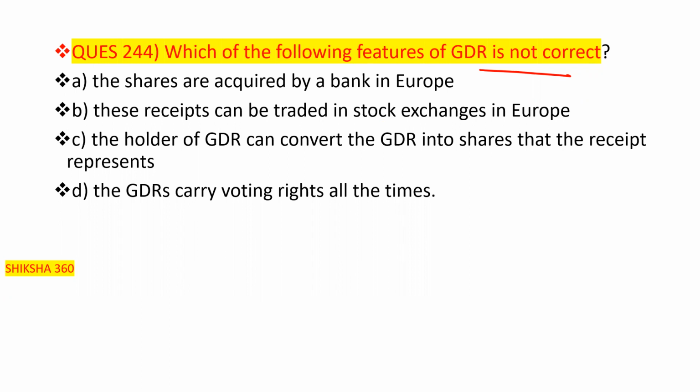Now let's discuss all these points one by one. The shares are acquired by a bank in Europe. This one is the correct one. Global depository receipts are mainly also called EDRs, that is, European depository receipts.